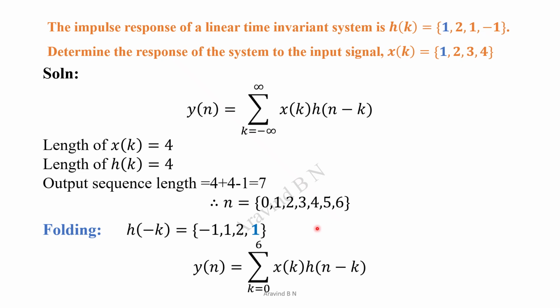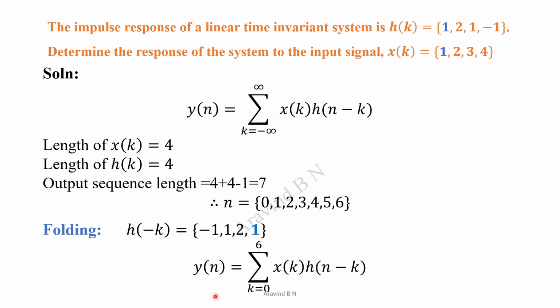Right? So remember, while making the summation range, we must be very clear about what the origin is in both h of k as well as x of k. In this case, we are going to consider the first element itself as the origin. Therefore, the summation will take the values from 0 to 6. That means a total of 7 values we need to calculate. Since the first element itself is the origin, the summation range is from 0 to 6.